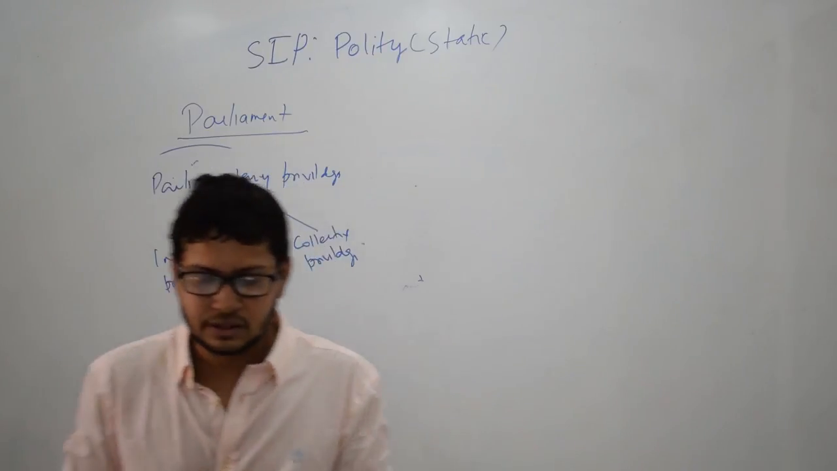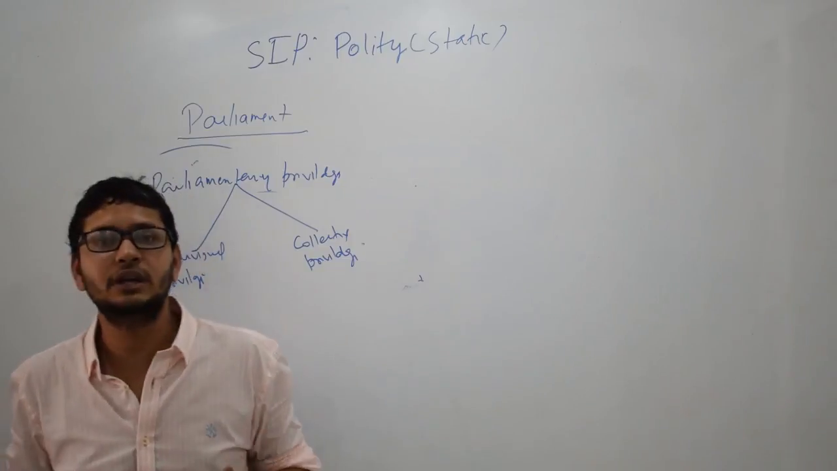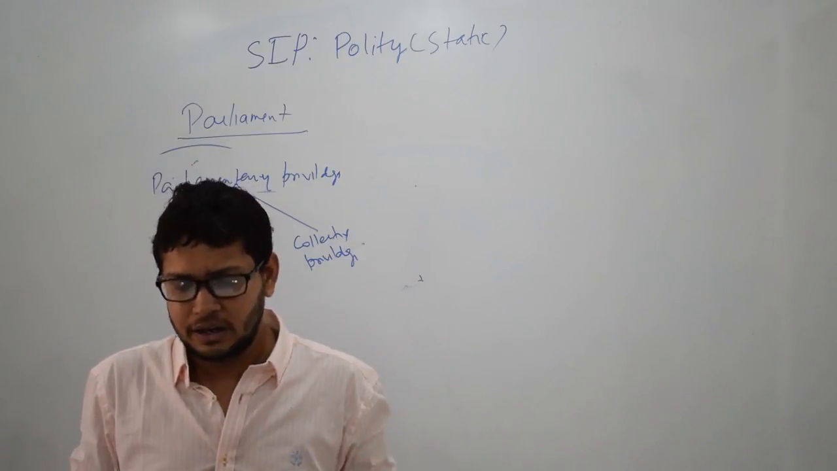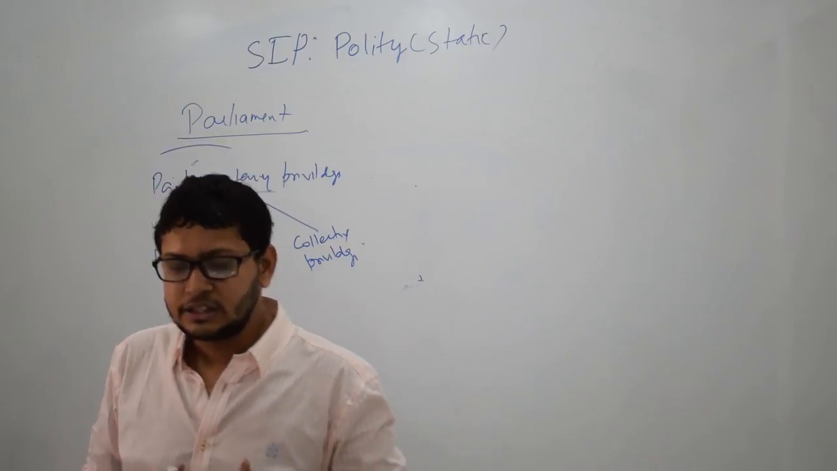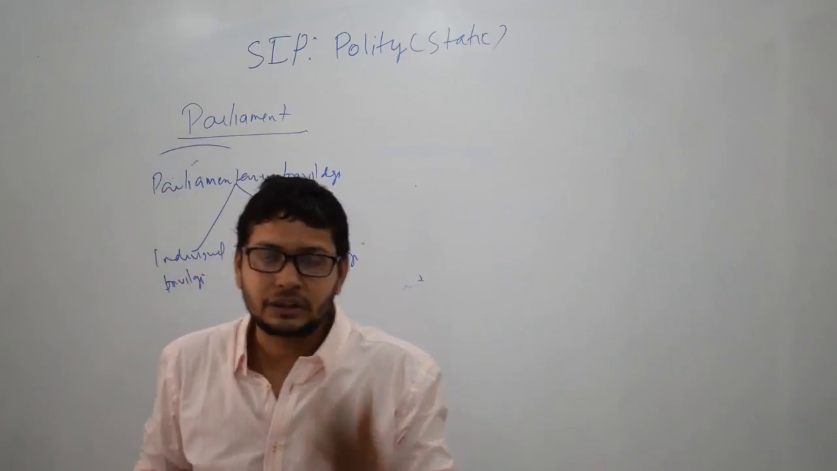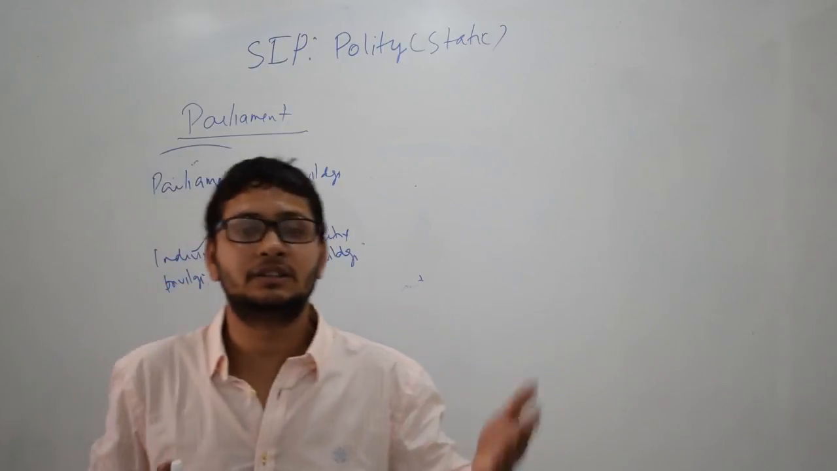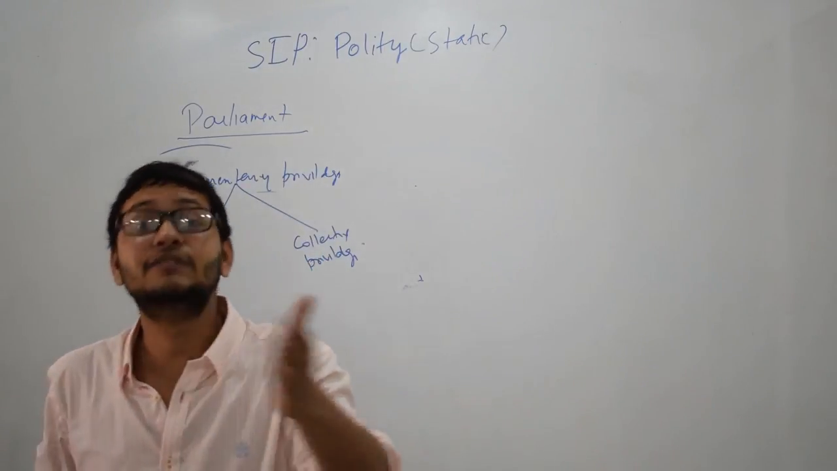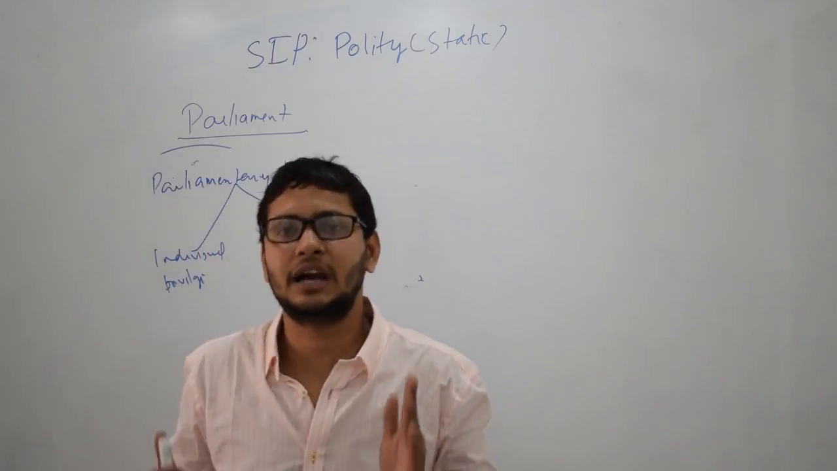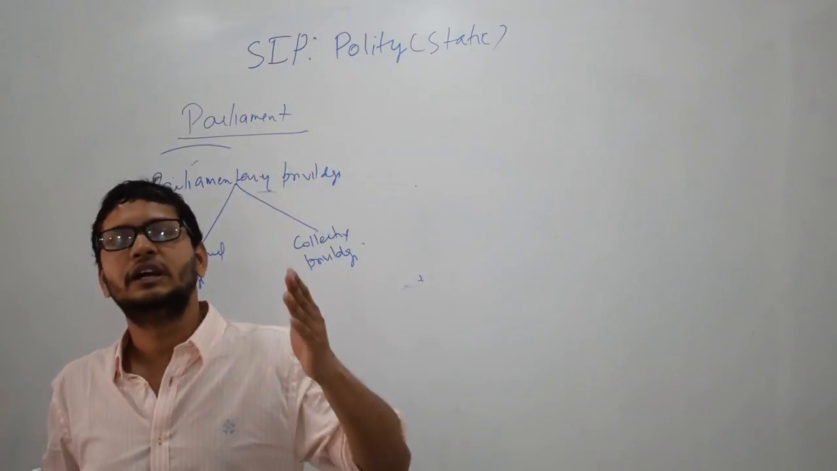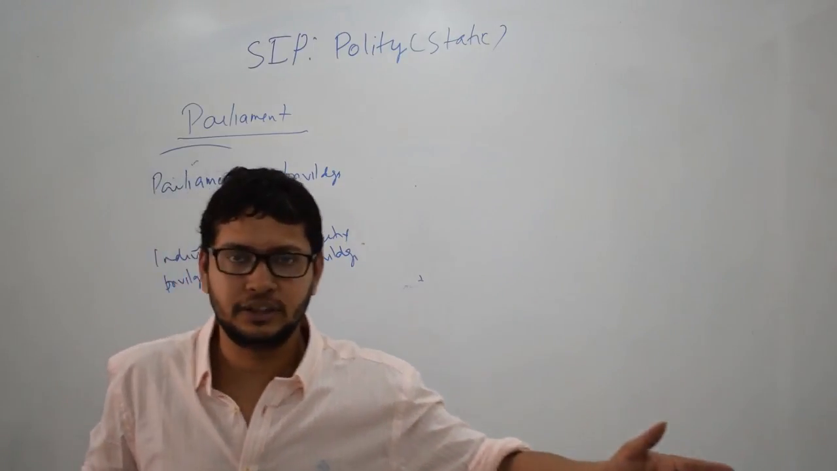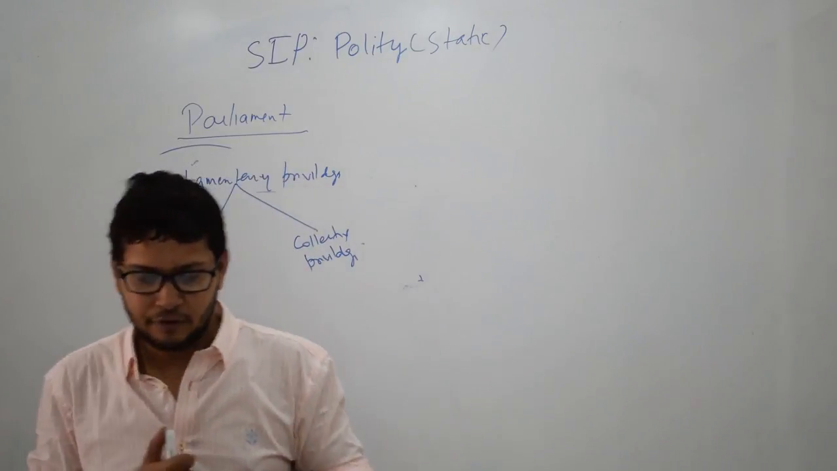Then there are individual privileges. Individual privileges are those which belong to every individual member. These include that they cannot be arrested during the session of the parliament, 40 days before the session begins and 40 days after the session ends, in civil cases. In criminal cases they can be arrested, but in civil cases they cannot be arrested 40 days before and 40 days after the parliament session.